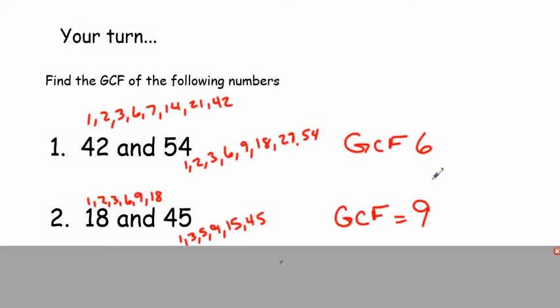All right, let's check those answers. Hopefully you got 6 and 9 as your greatest common factors. Okay. All right, so let's see why it matters that we have that.